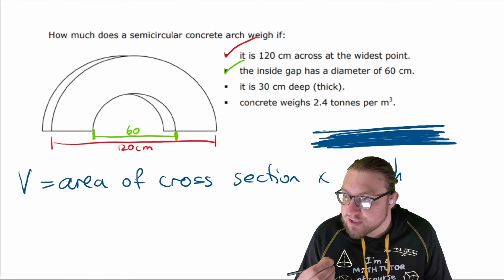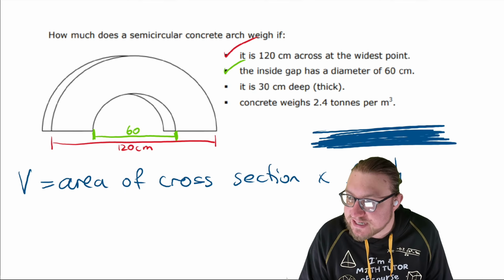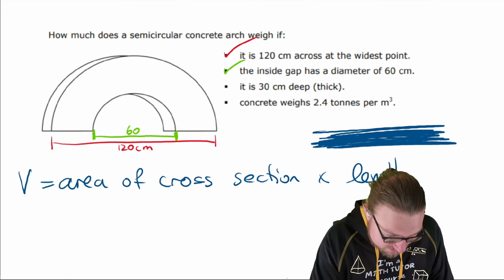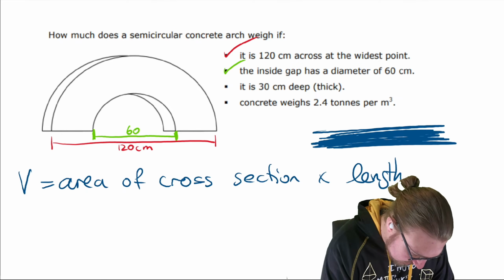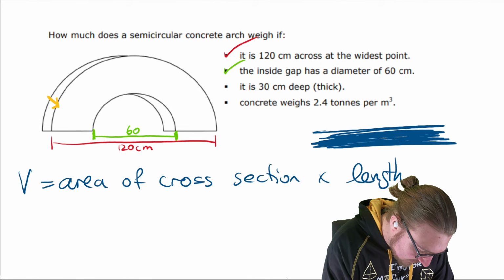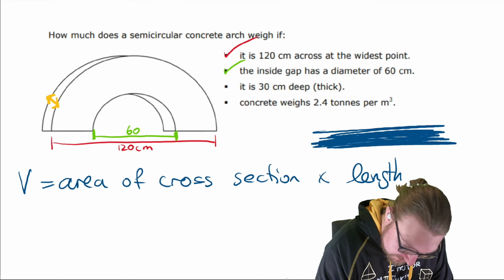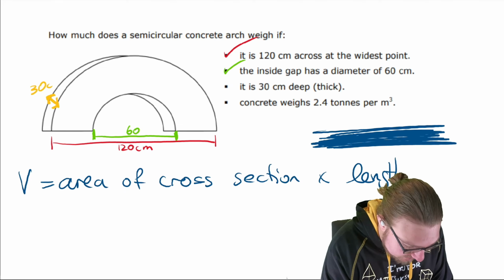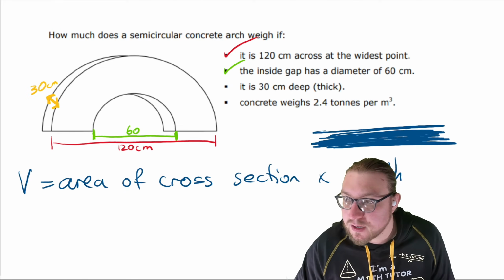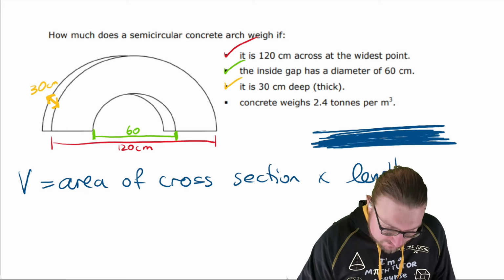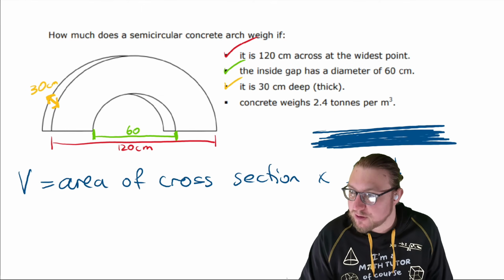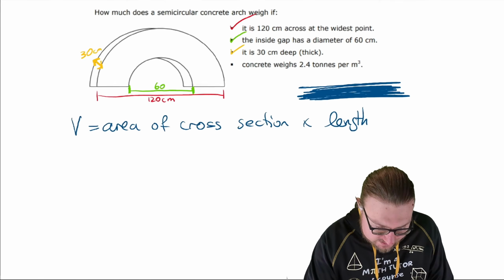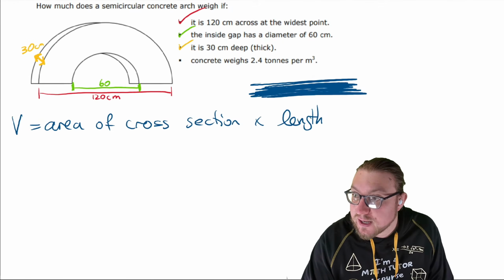What's the next part? So it says it's 30 centimeters deep, and they give you that it's thick. So deep always means thick. Well, where do we have that? That would be here on the side. So that would be this part here. Make it a little bit bigger than the picture. This is our 30 centimeters. Next part done. And now how much it weighs, we don't really need to know that for the volume formula. So let's get back out in our question and let's have a look.